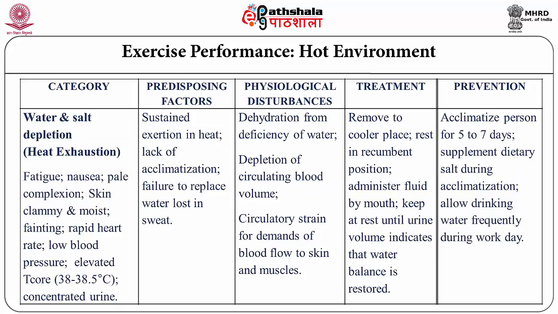There are two basic categories of diseases. One is called the water and salt depletion, which we often call heat exhaustion, and another one is the salt depletion, as in heat cramp. There are two basic differences. In both cases you will see fatigue, but in case of exhaustion you will see that the skin becomes moist and fainting takes place, there is a rapid heart rate, the blood pressure drops, body temperature may rise up to about 38.5 degrees, and the urine gets concentrated. So basically the person gets exhausted by heat exposure.